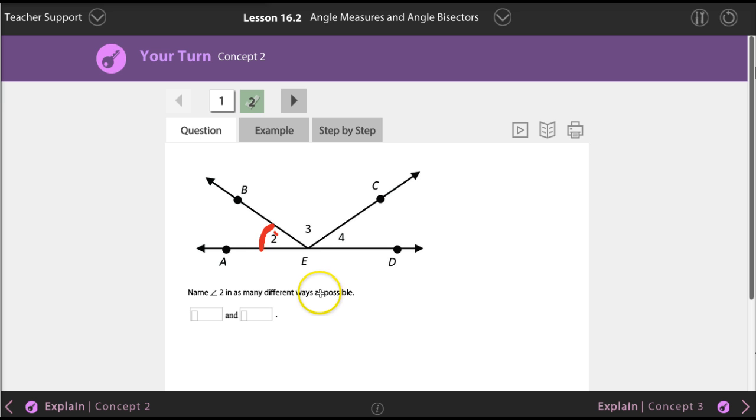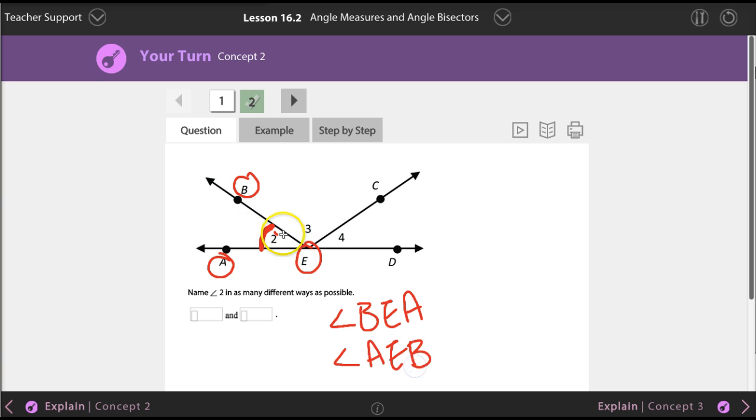So how can you call it? You can call it angle BEA, okay? Or you can call it angle AEB. Just remember, the letter E has to be in the middle. Or you can even just call it angle 2. But of course, you wouldn't put that as an answer because they already told you that over here, okay?